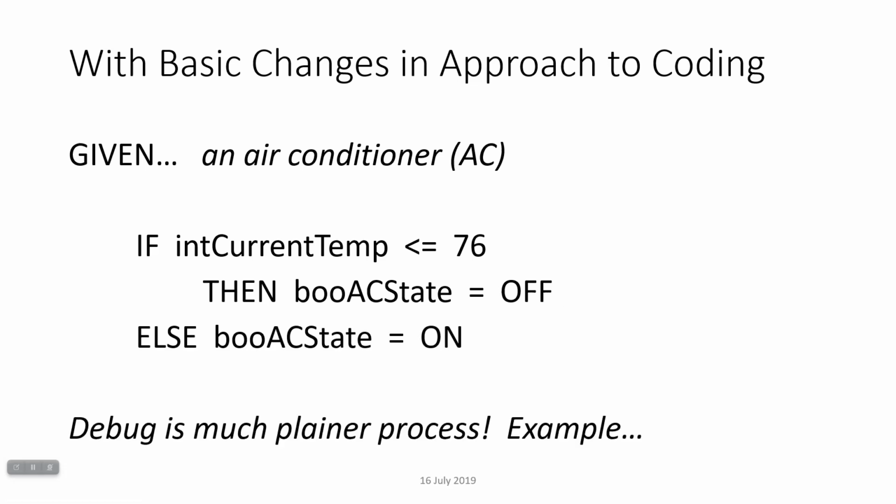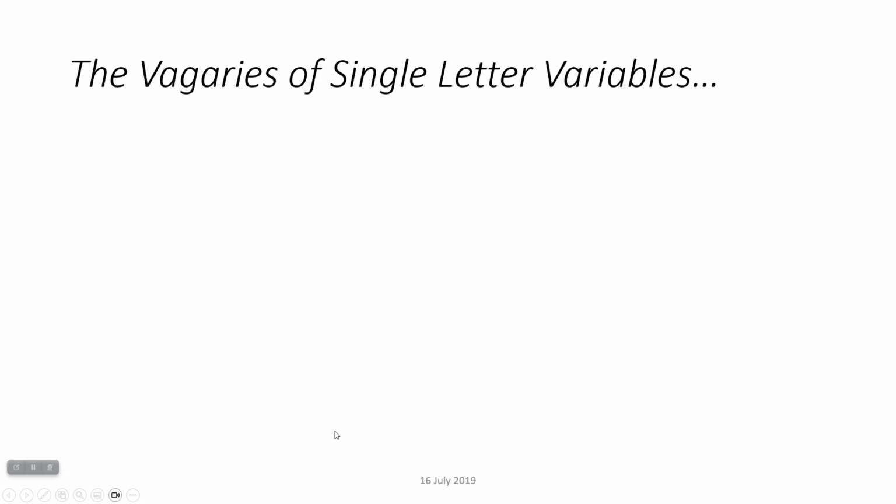Oh, the other thing that's a real benefit is that when there are mistakes in code, if you have sensible variable names, the debug process is much plainer. So let's get back to what happens. So this is called the vagaries of single letter variables. When things are vague, that means they're fuzzy. We don't know what they're about.